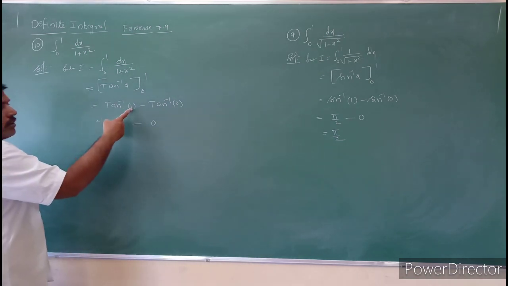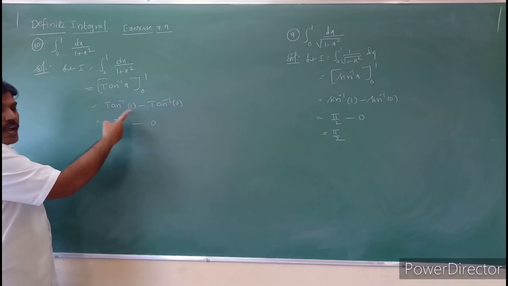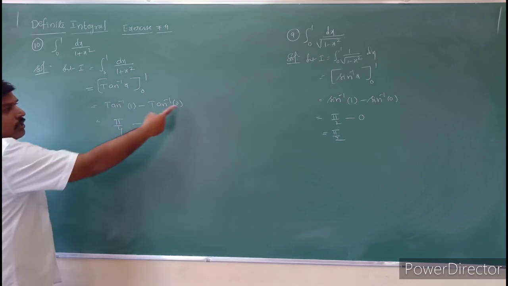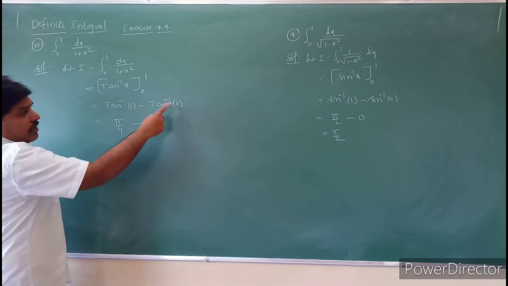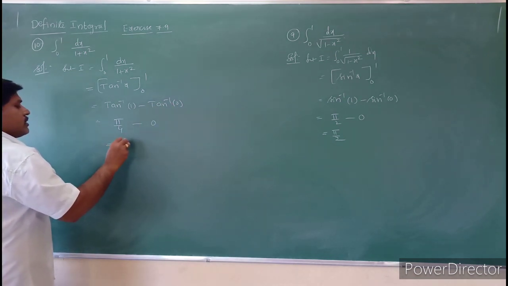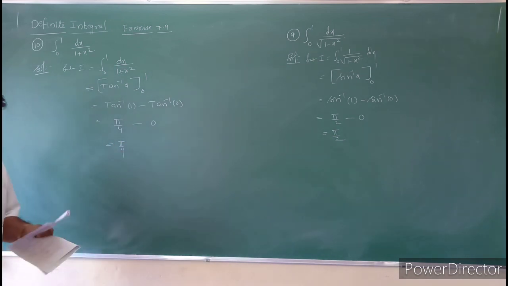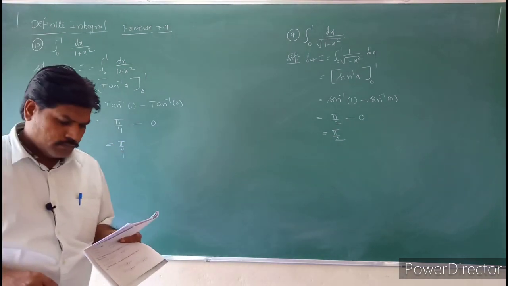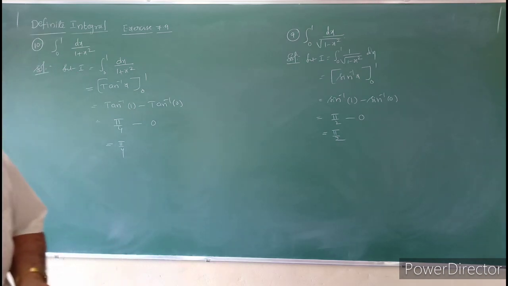Yes or no? 1 is nothing but tan pi by 4. Tan inverse will be cancelled, you will get pi by 4. And tan 0 is 0, so tan inverse will get cancelled, you will get 0. So here the answer is pi by 4. So see the 11th question.